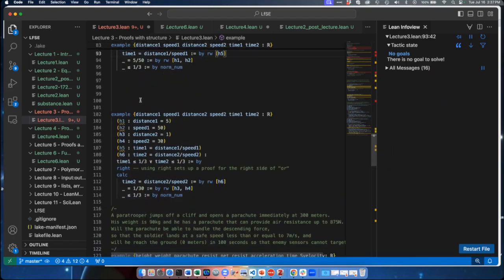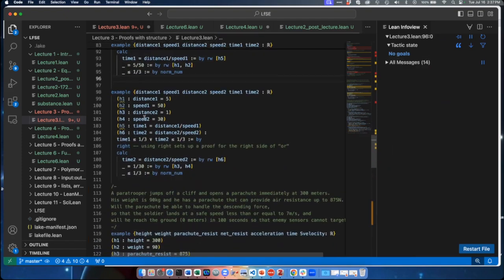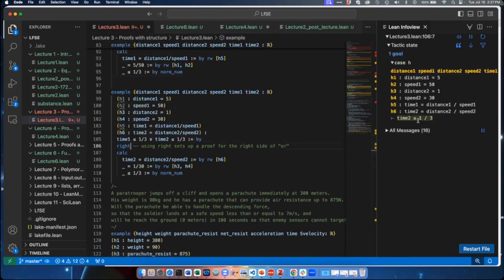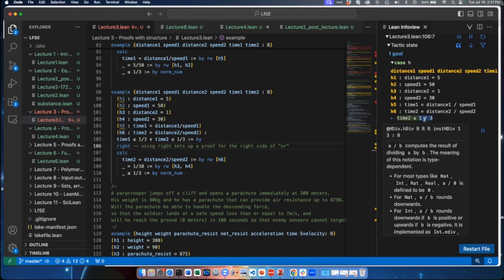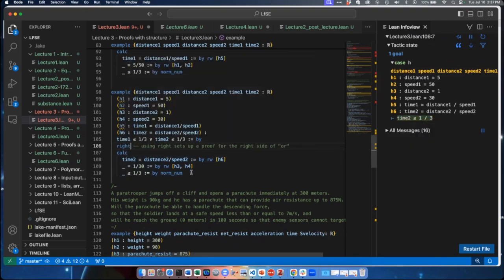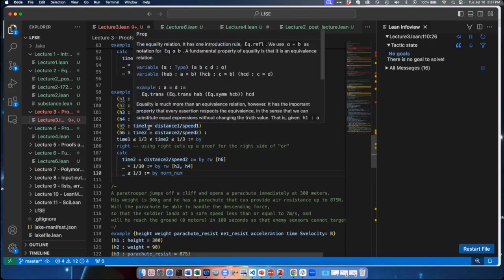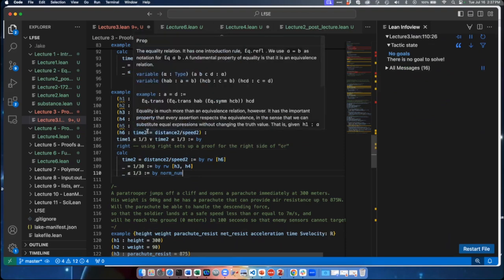Here is the other version of that, just using right. So this sets up a proof for the right side of or. We can see that now after doing this tactic, time 2 is less than or equal to 1/3. And I can just do a regular calc block to close that off using the tools we've been doing, so we have no goals to solve. So that's a way to use or, and you can see what this is doing. We're doing proof by steps. We're starting with the compound statement, we're making changes to the goal to make it easier to solve, and then we're closing it off.